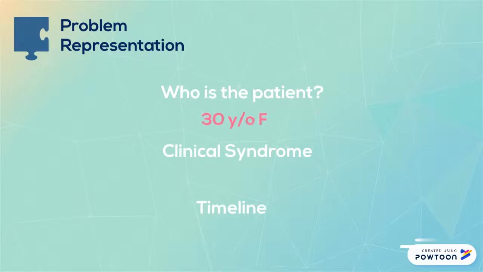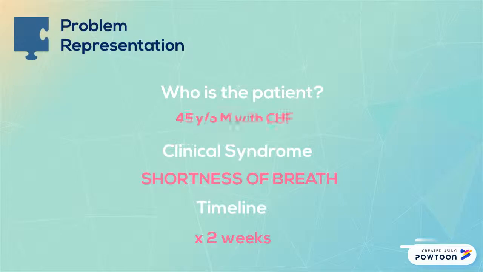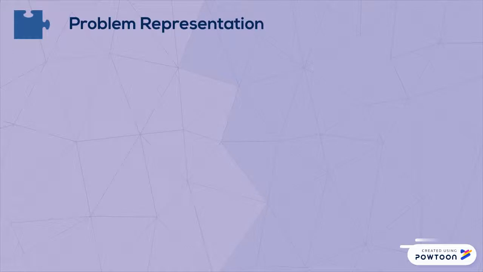Here we can see a 30-year-old female with shortness of breath for 2 weeks generate one list of differentials. Now if you change that to a 45-year-old male with CHF and the same clinical history, a different list. Now change the timeline to acute. Again, a different list.